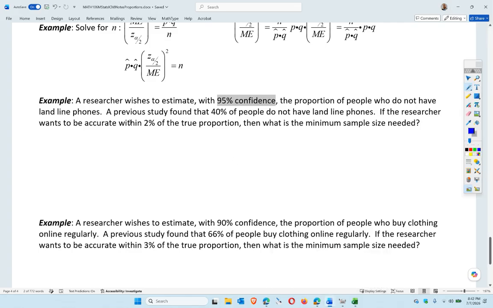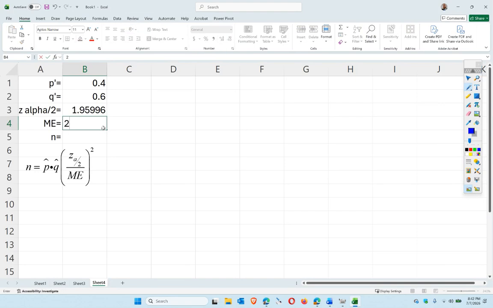Okay, so the margin of error, what did it say? It says it wants to be within 2% of the true proportion. That's my margin of error. So don't put 2, that's not good. That's 200, we want 0.02. That's how we want to be off by at most. Okay, so sample size using the formula, p hat times q hat times parentheses, the z, divided by the margin of error, all to the second power.